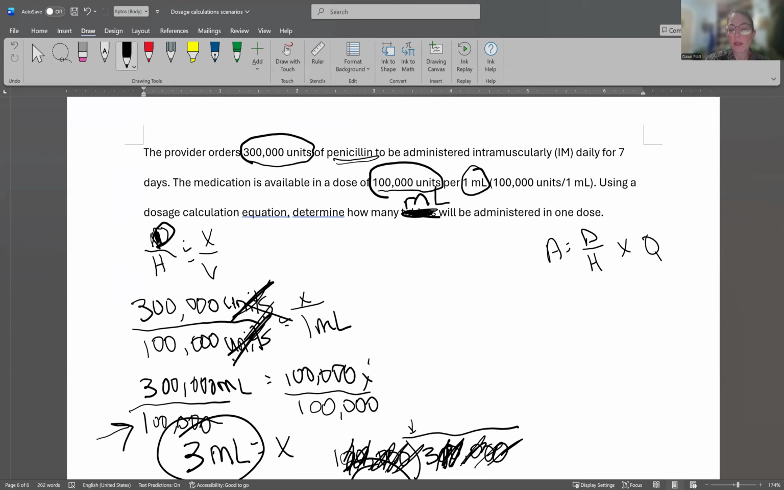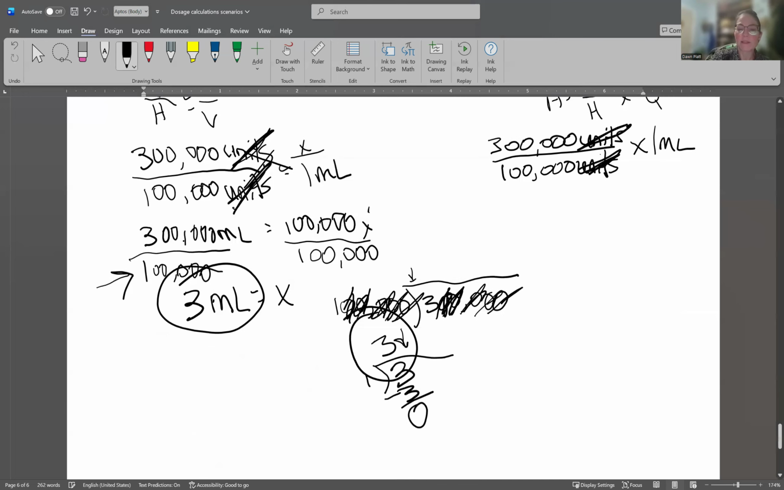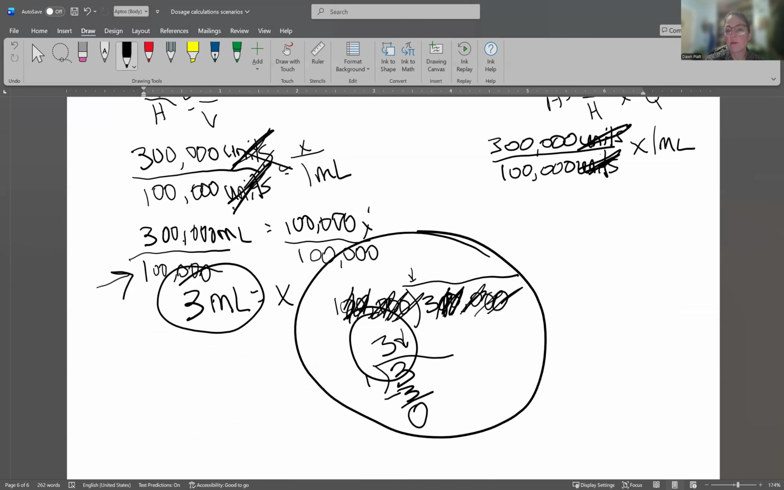So our doctor's order is 300,000 units. On hand, I have 100,000 units times, and then the quantity, same as the vehicle, is that 1 milliliter. Get rid of my units because they cross each other out. And then I'm going to go back to this division right there and do this division.